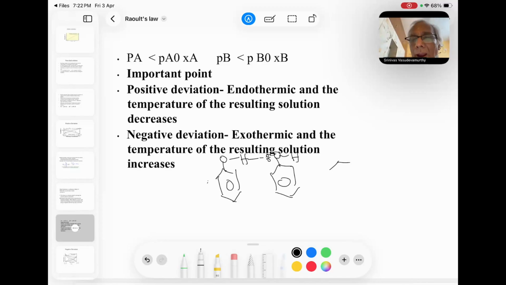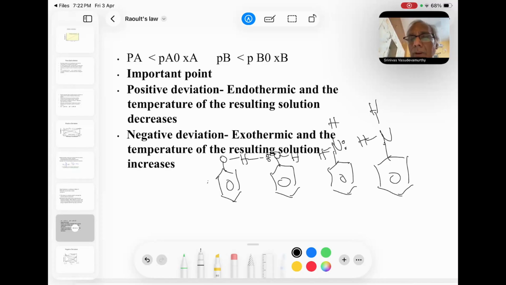Same with aniline. This also forms intermolecular hydrogen bonding, NH2, with another aniline molecule. The lone pair is here on NH2, and hydrogen bonding is formed. So both phenol and aniline form hydrogen bonding. I am mixing both phenol and aniline to form a solution. Of course, they do not react with each other.